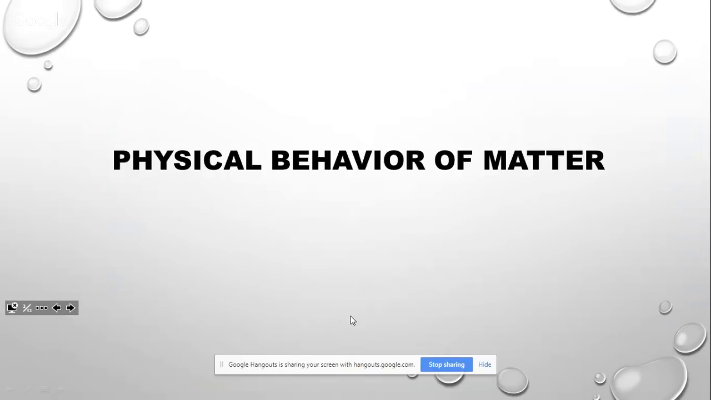So the first topic that we're going to go over a couple of things in is physical behavior of matter. Before we do that, I would suggest that you have out a piece of paper and a pen just to jot down any questions that you may have, because you are on a slight delay, which means that I may be on to the next topic already when you decide that you have a question.